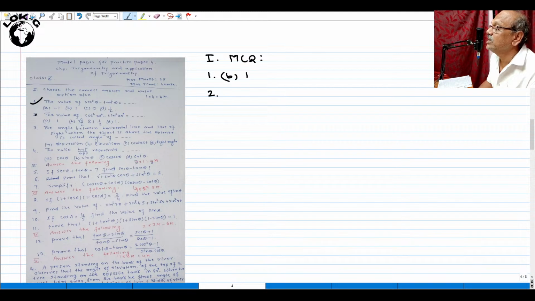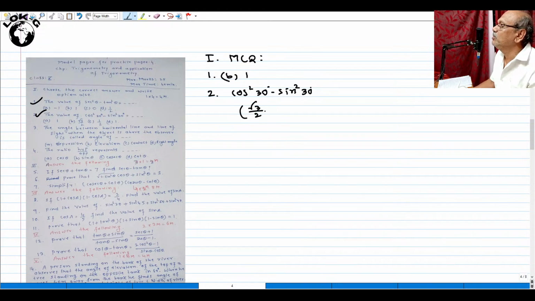The second problem is the value of cos square 30 minus sin square 30. We will take cos square 30 minus sin square 30. Right, you can solve it now. What is cos 30 degrees? Yes, out of memory you can write root 3 by 2 square minus sin 30, which is 1 by 2 square. Root 3 by 2 square is 3 by 4, minus 1 by 4.